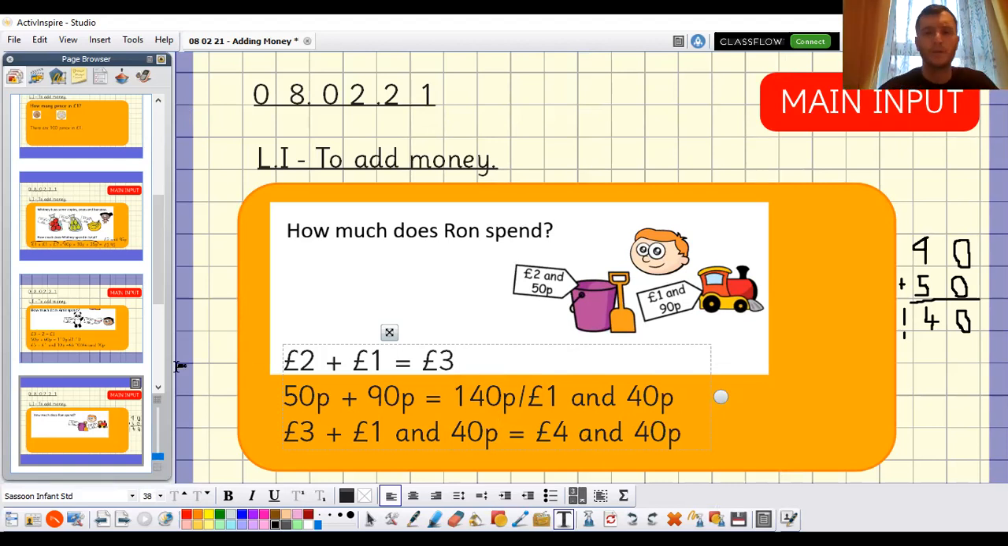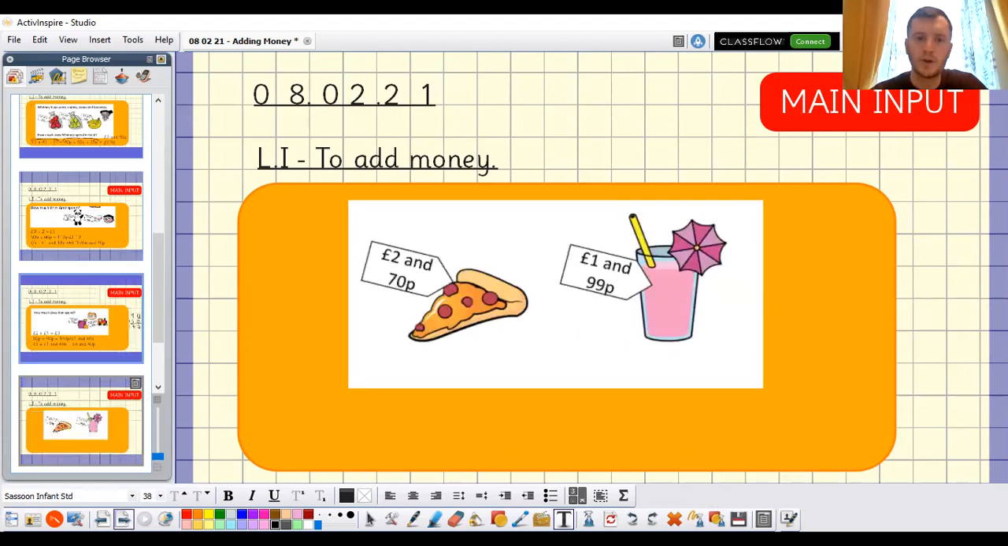Well done if you managed to have a go at that and managed to do it successfully. They are quite tricky, so I think let's look at one more together, and this one's slightly trickier again. So I have a slice of pizza, £2 and 70 pence, and I have, I think it's a milkshake of some sort, for £1 and 99 pence. How could I solve that? What am I going to start with? Once again, if you're feeling confident, have a go at doing it yourself. Otherwise, let's work through it together.